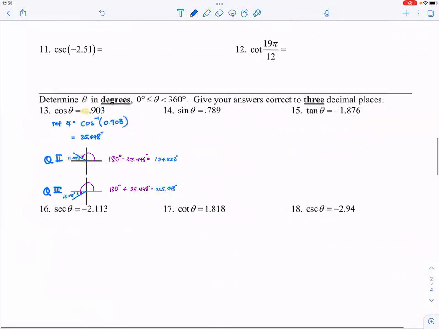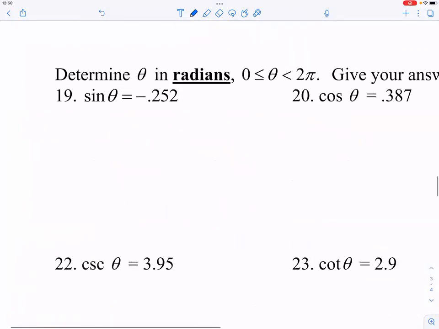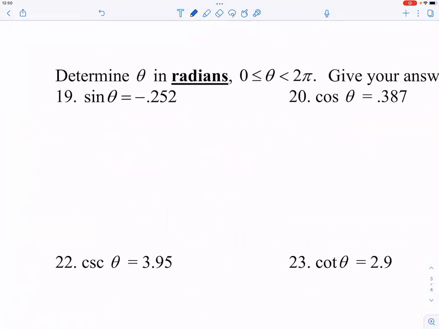Okay. Now, at this time, I want you to take a look at question 19. It's really the same thing, except that it is in radians. So sine theta is negative 0.252. What's the interpretation? What can we interpret from here? Quadrant 3 and quadrant 4 because of the negative. So the reference angle is sine inverse of 0.252.